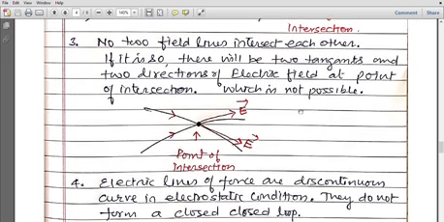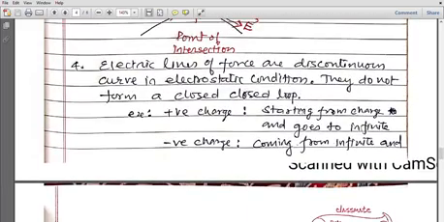Second thing. Now, electric lines of force are discontinuous curves in electrostatic condition. They do not form a closed path. Closed path का फॉर्म होता है कि जिस पॉइंट से आपने स्टार्ट किया, लाइंस अगर वहीं पर आकर के टर्मिनेट हो, then they are said to be forming closed path. But what happens in case of positive charge? Electric lines of force start from charge and go to infinity. It means they are not forming a closed loop.